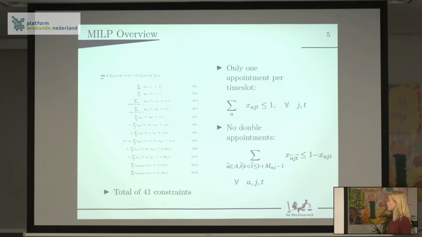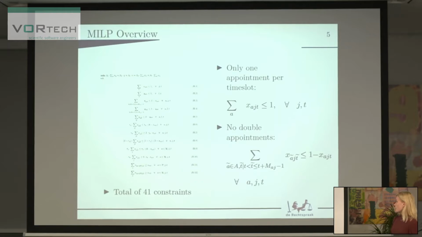So then we have made a mixed integer linear program that starts on the left, but it has a total of 41 constraints, so it did not fit on the slide. And on the right, you see 2 of the basic planning constraints. So you have only 1 appointment per time slot, and no double appointments can take place for a certain judge or a certain legal assistant.